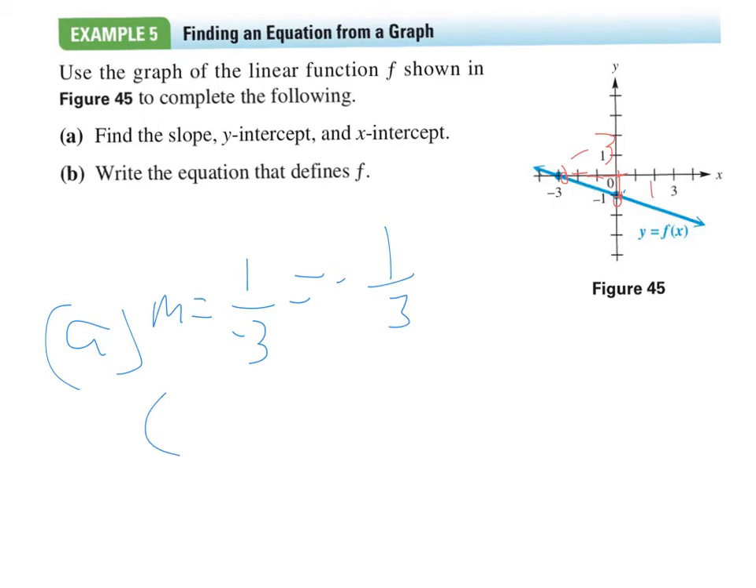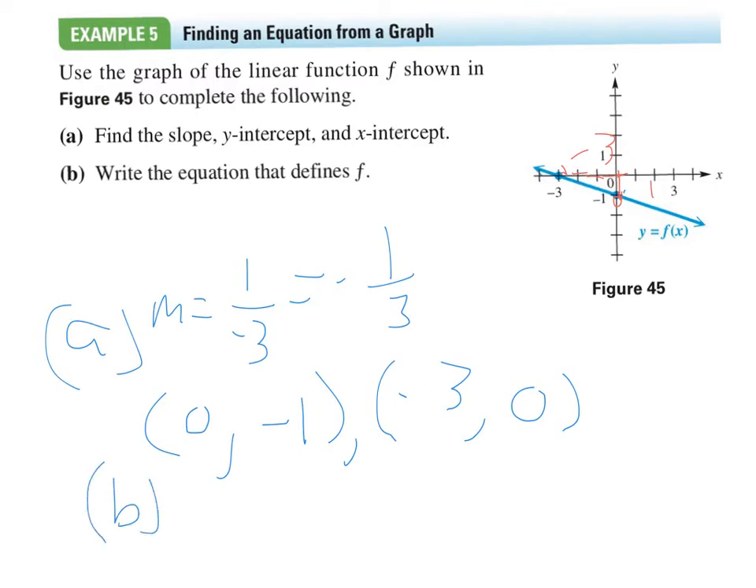And our y-intercept, since it crosses the y-axis at negative 1, the coordinates would be 0 for the x, and then negative 1 for the y. For the x-intercept, it crosses the x-axis at negative 3, so it'd be at the point (negative 3, 0).